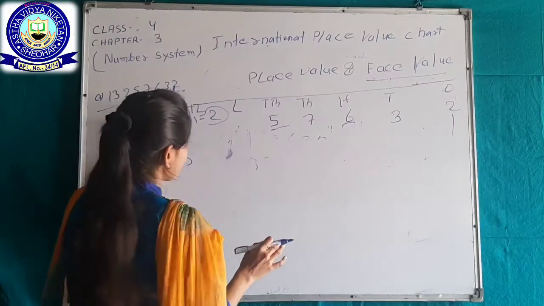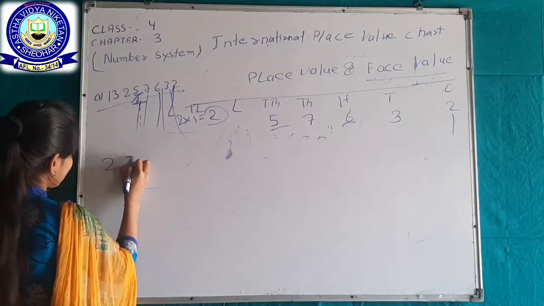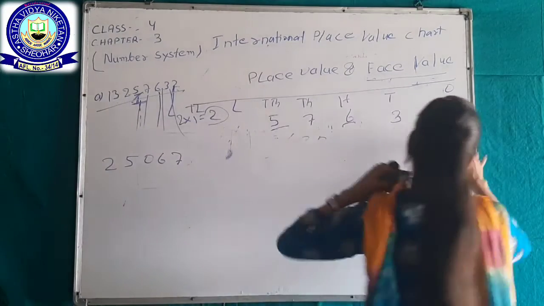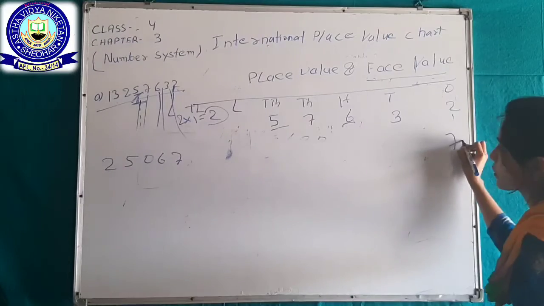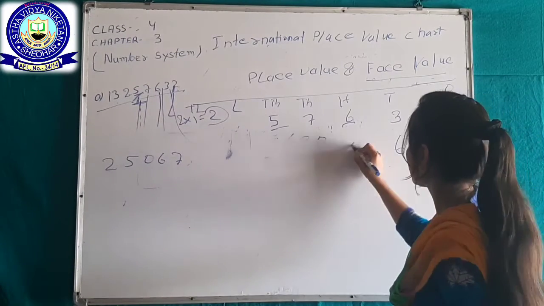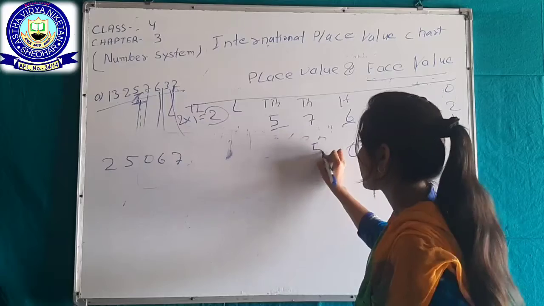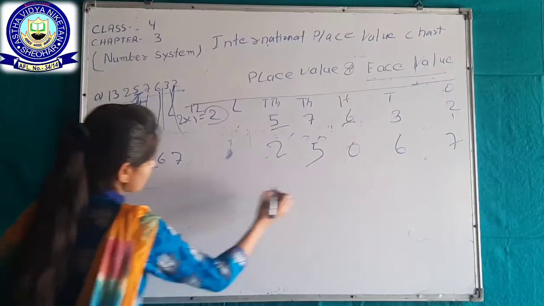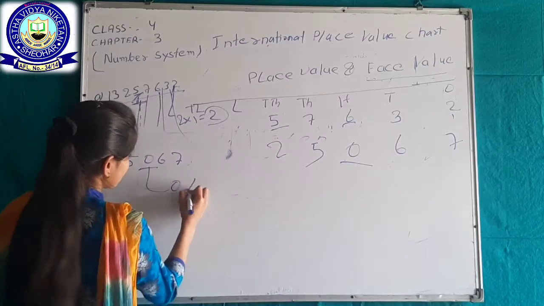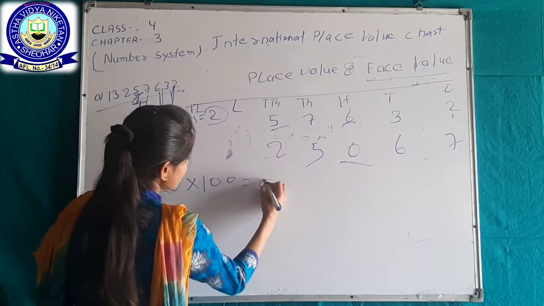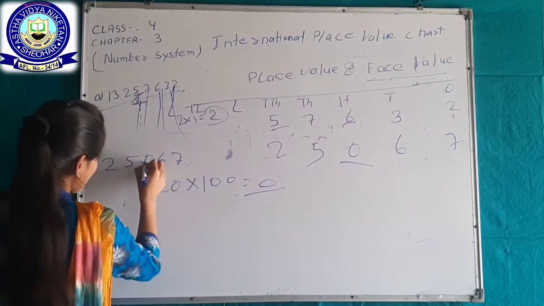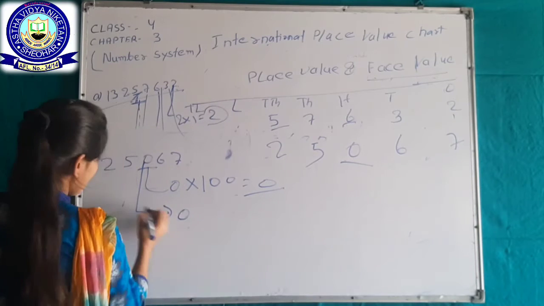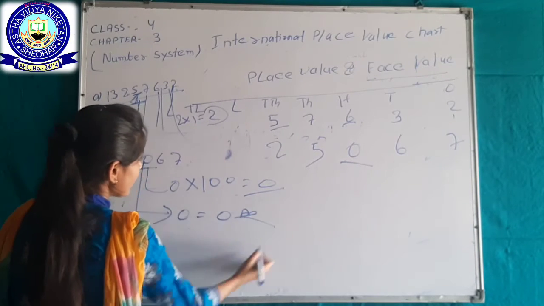Let's see an example for 0. 25063. Just write it here in the place value chart. 3 for ones, 6 for tens, 0 for 100, 5 for 1000 and 2 for 10,000. We have to find out the place value of 0. The position of 0 is 100. You have to multiply 0 into 100 equal to 0. The place value of 0 is equal to 0. So the place value of 0 is 0, that is our answer.